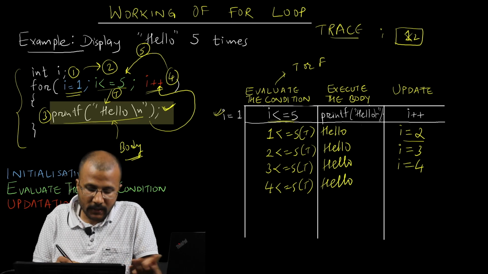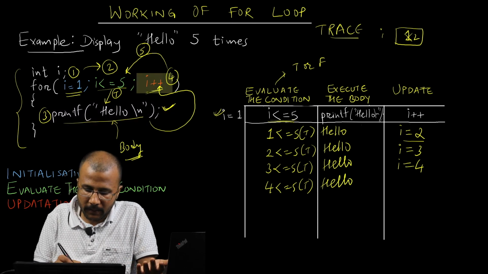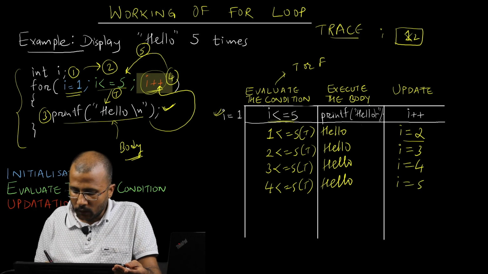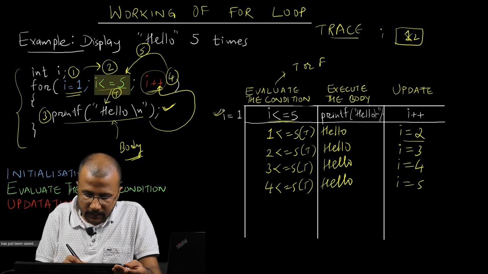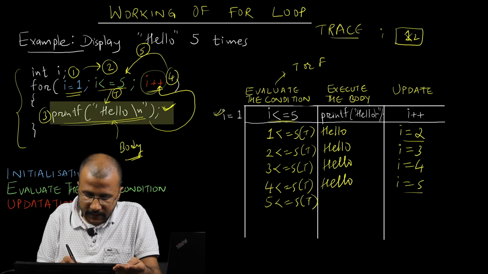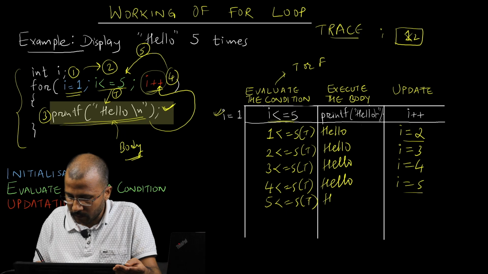Then once that is executed, you go and update the variable I. So I becomes 5. Now check the condition again. This is the condition checking. I less than equals to 5, I is 5, so 5 is less than equals to 5 is also true, right? So you go inside the body and execute the printf hello. So hello would be displayed.